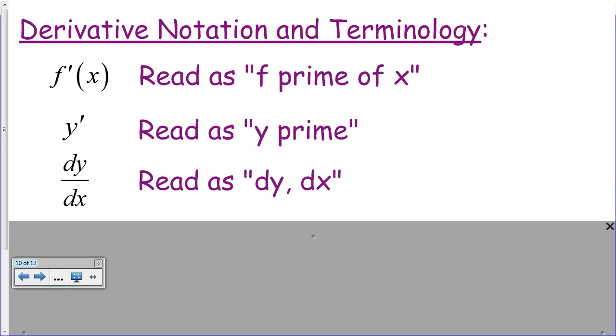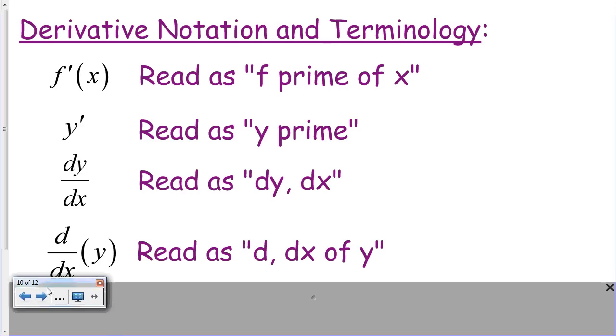Here's another notation that we use sometimes to write a derivative. We'll talk more about this notation later, but this is read as dy dx. We'll talk about what dy and dx actually represent in a later discussion, but this is another way that we represent a derivative. It's indicating the change in y, dy, over the change in x, dx. Remember, a derivative is a change in y over the change in x.